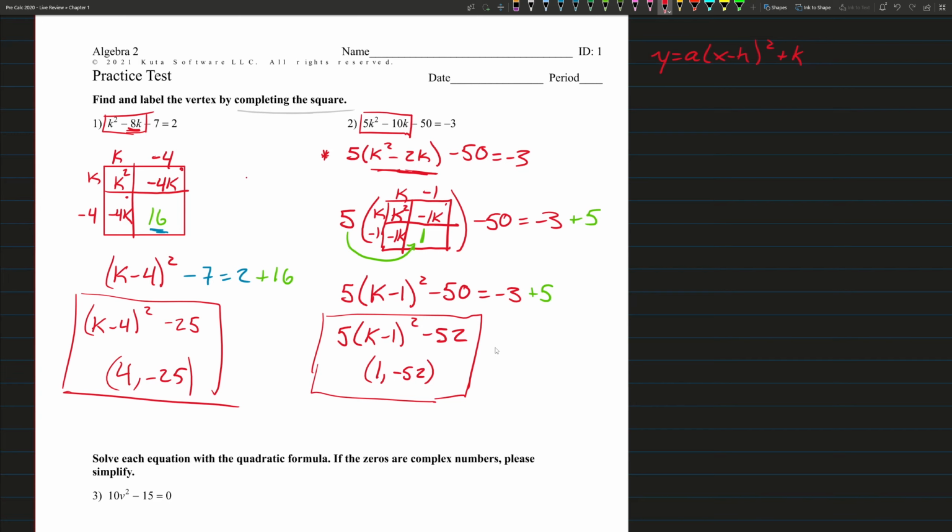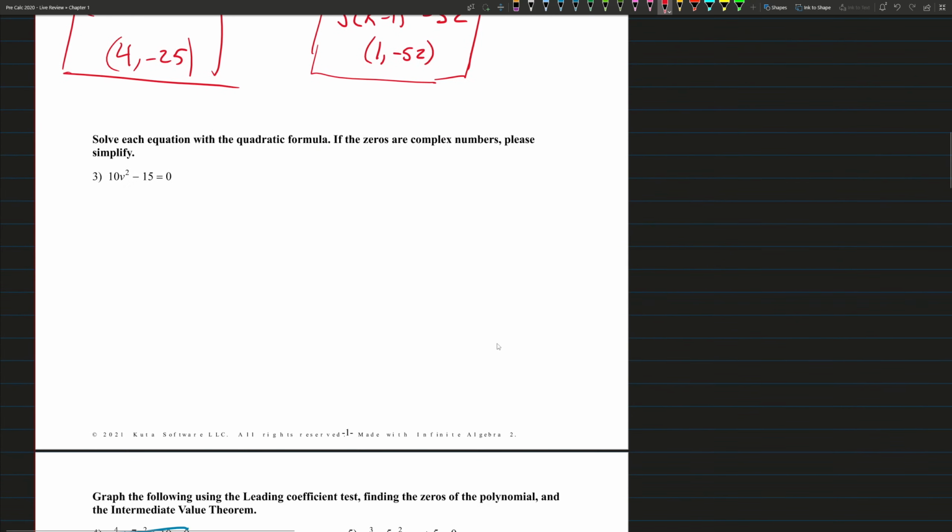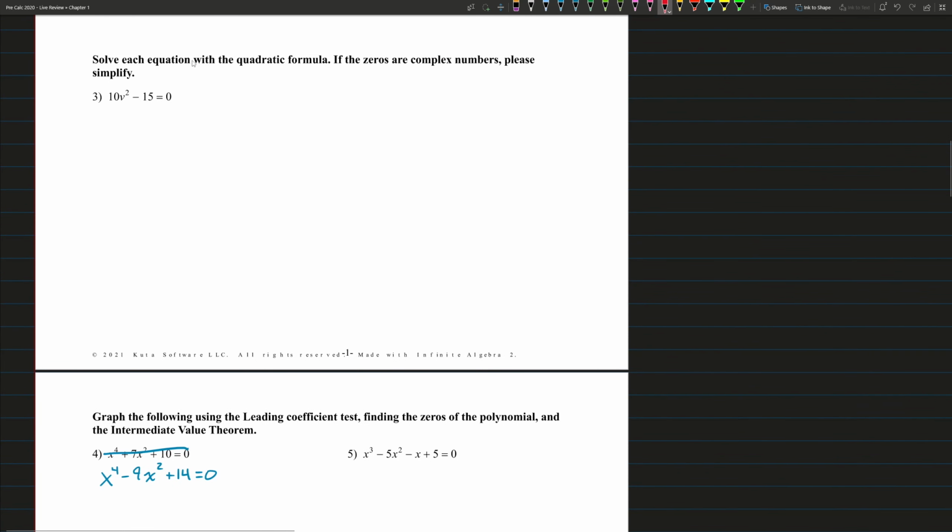So from there, we go to number 3. Number 3 just says to solve each equation using the quadratic formula. And then if the zeros are complex numbers, just simplify it. Okay. And again, this one probably wasn't that great.